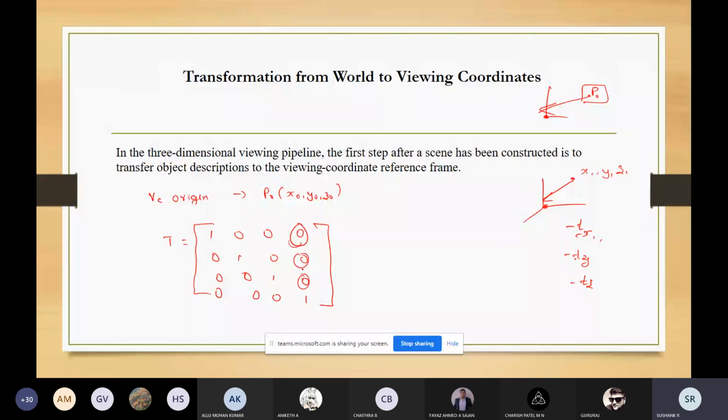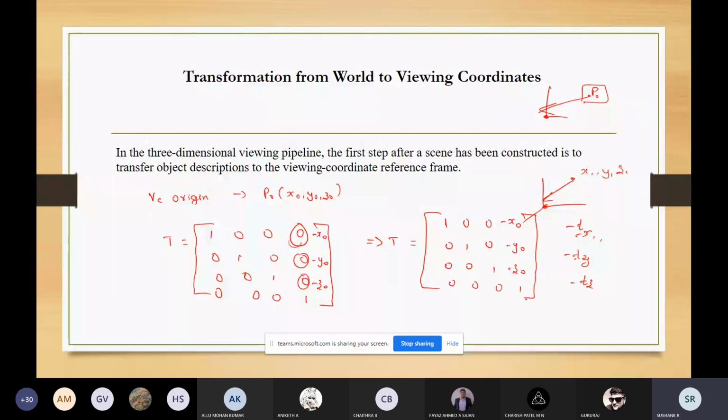We should consider the fourth column, where this fourth column will be replaced with minus x naught, minus y naught, minus z naught. So this position we are trying to move to the origin. So the final translation matrix will be 1 0 0 minus x naught, 0 1 0 minus y naught, 0 0 1 minus z naught, 0 0 0 1. So this is the translation matrix.